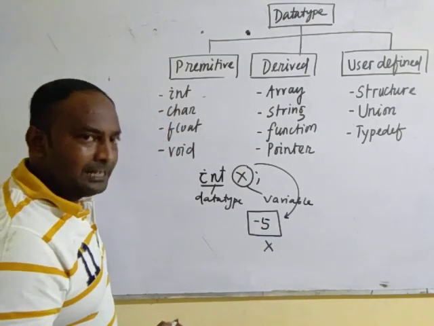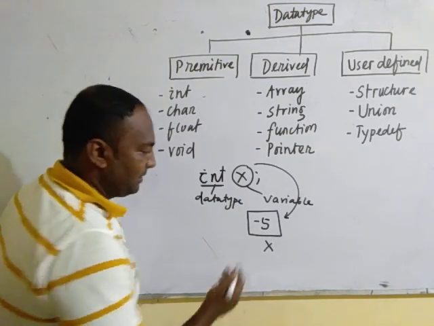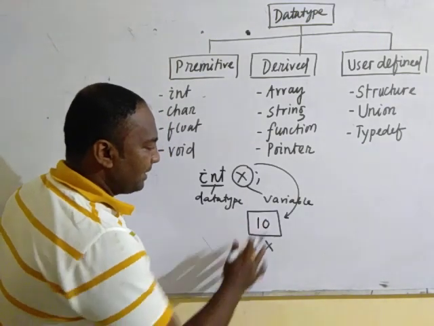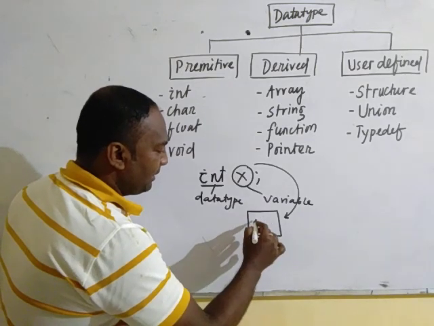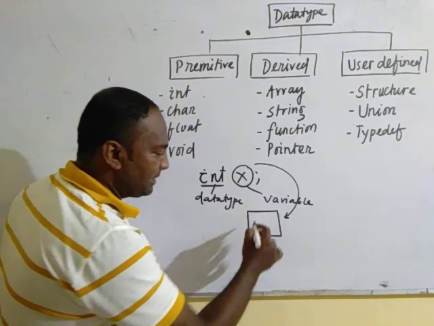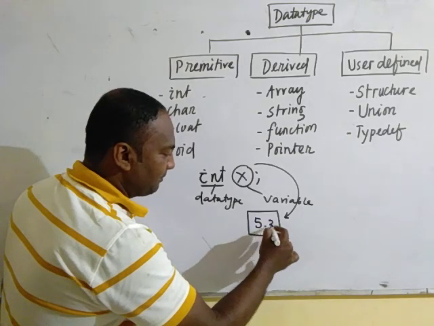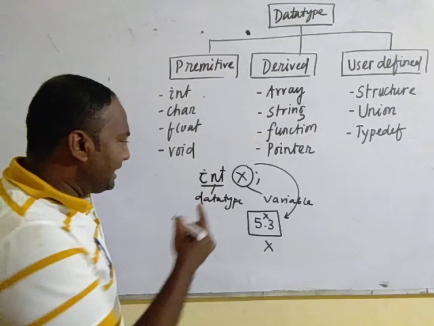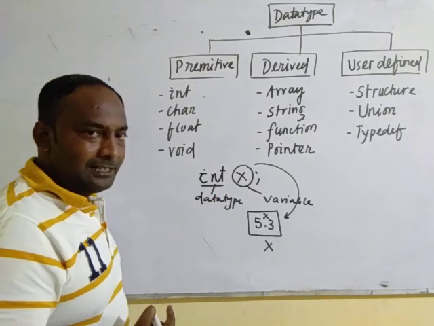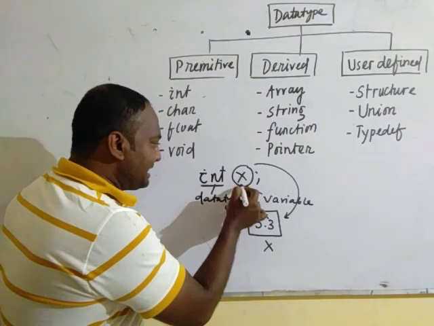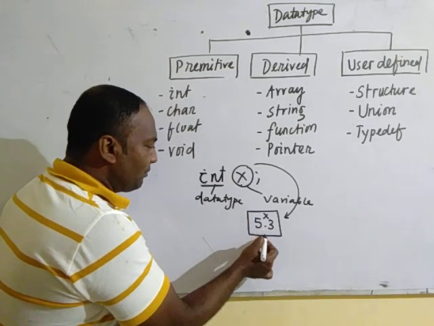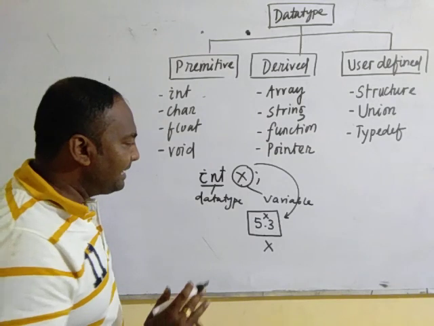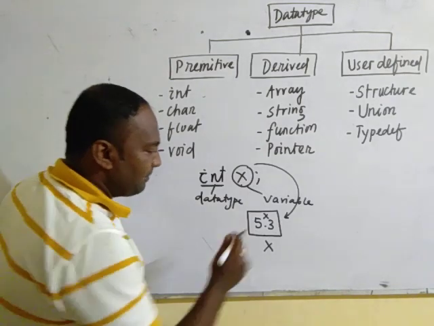Obviously 5 is an integer, -5 is a negative integer. I can store 10, 10 is an integer. I can store 15, 100, anything else, but I cannot store 5.3, because this is a fractional value. So integer does not contain fractional numbers. As x is an integer, it will only contain integral values or numbers. It cannot contain any type of fractional values.